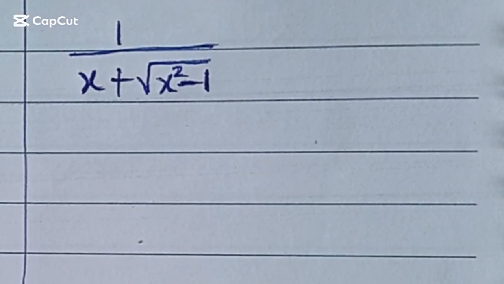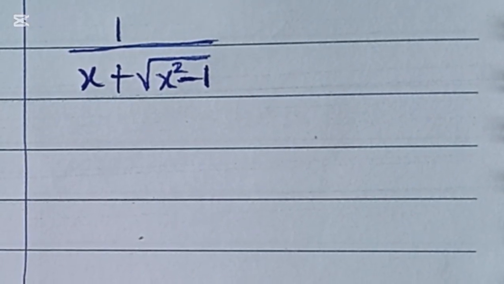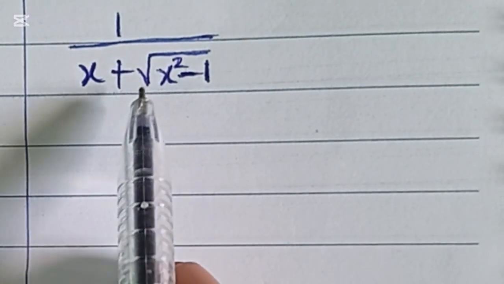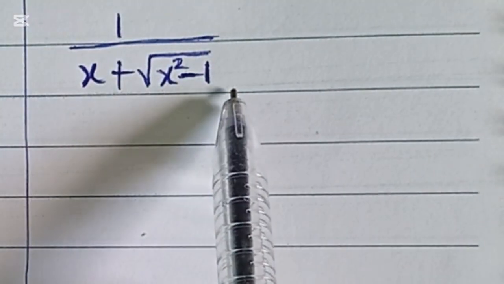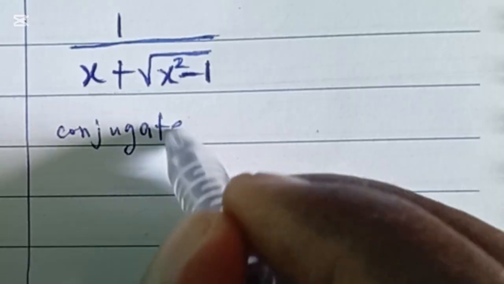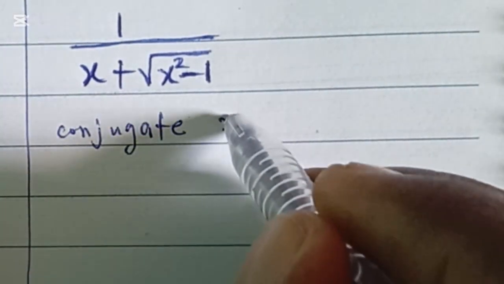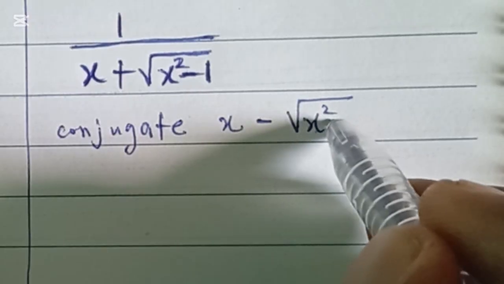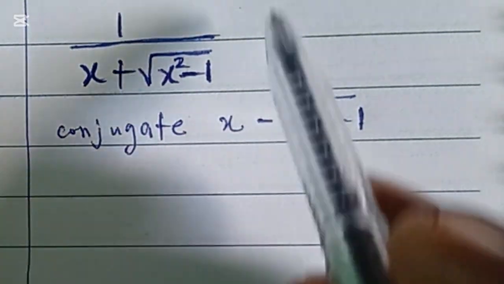Now, to evaluate this expression, since we have a square root at the denominator, we need to multiply both the numerator and the denominator by the conjugate of the denominator. The conjugate of the denominator is obtained by simply changing the sign, so this becomes x minus the square root of x squared minus 1. So this is what we're going to be using to multiply the top and the bottom.